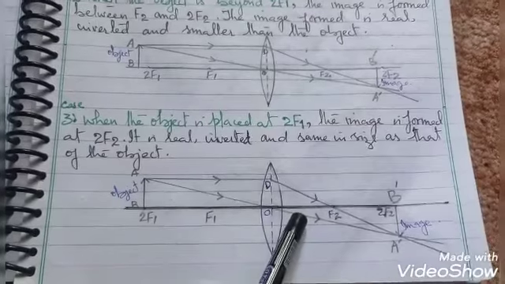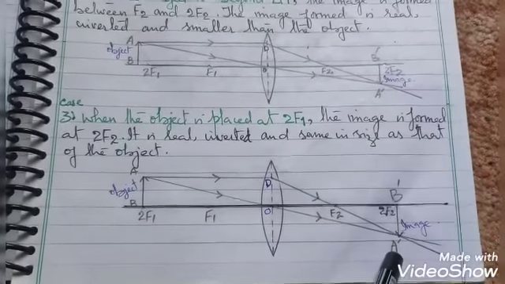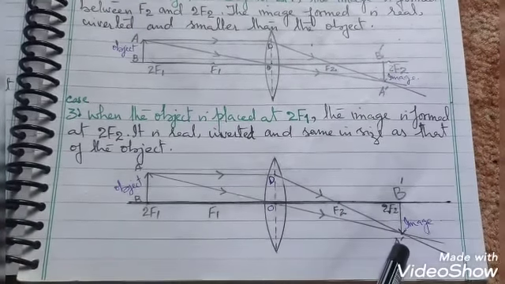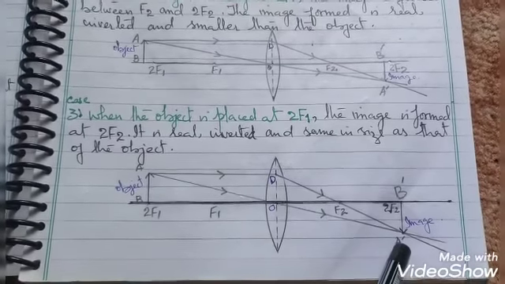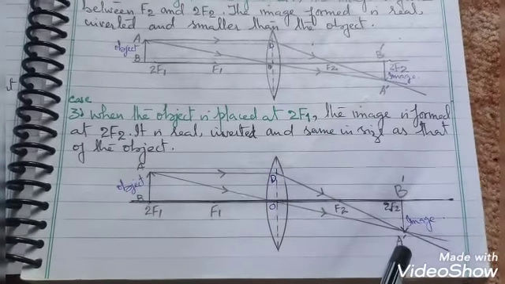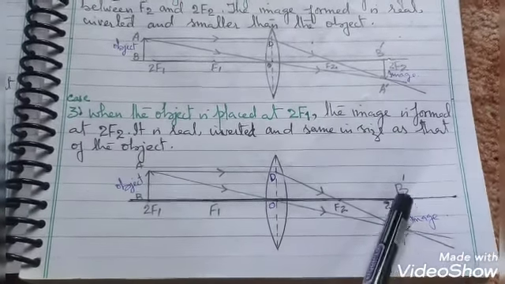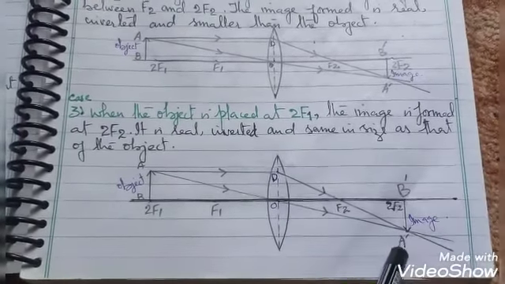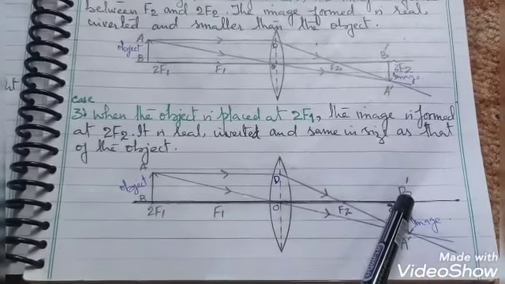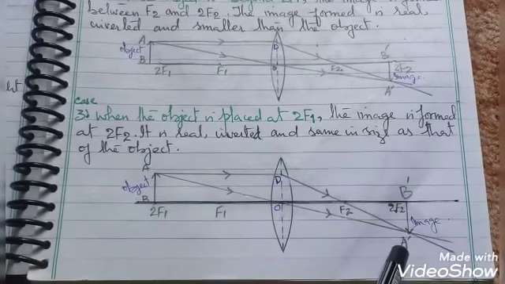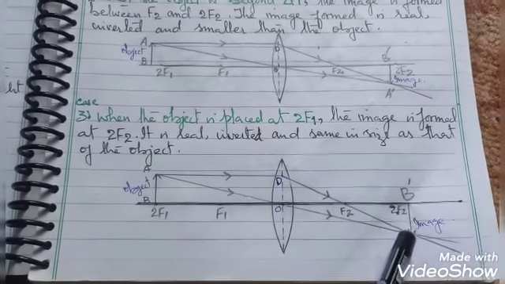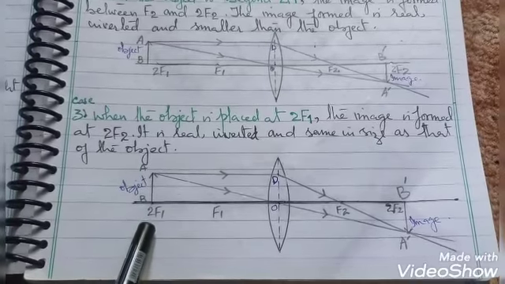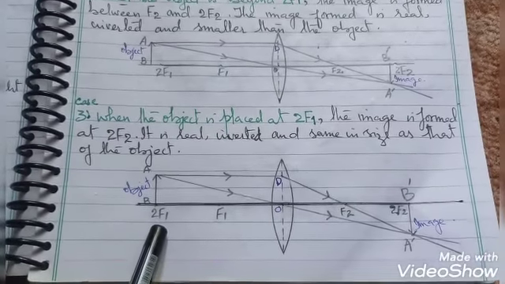These two refracted rays actually meet at A dash. Thus A dash is the real image of the point A of the object. We draw A dash B dash perpendicular to the principal axis of the lens. Therefore, A dash B dash is the real image of the object. This A dash B dash is the complete image of the object AB, which is placed at 2f1.